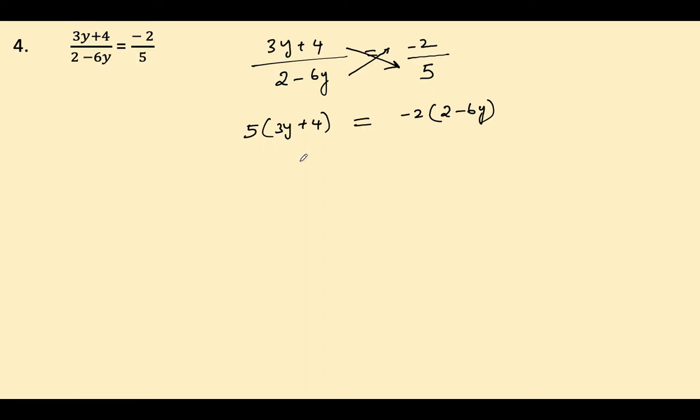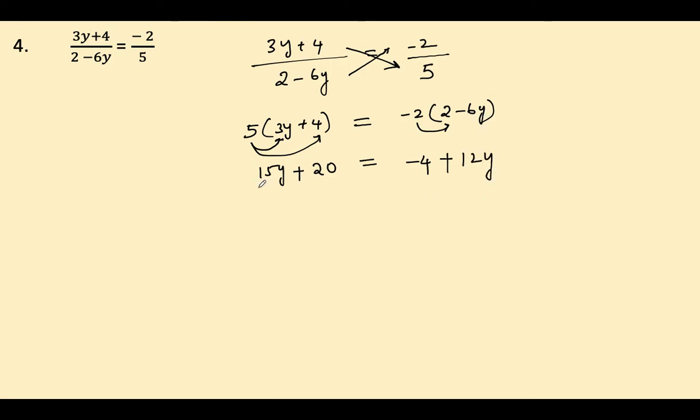Let's use the distributive property and expand these brackets. What do we mean by the distributive property? 5 times 3y is 15y, and 5 times 4 is 20, and there is a plus sign here, so we keep it as it is. That is 15y + 20 equal to -2 into 2 is -4, -2 into -6y, minus into minus becomes plus, 2 into 6y is 12y.